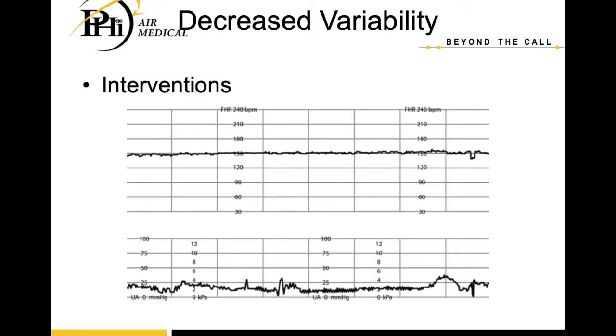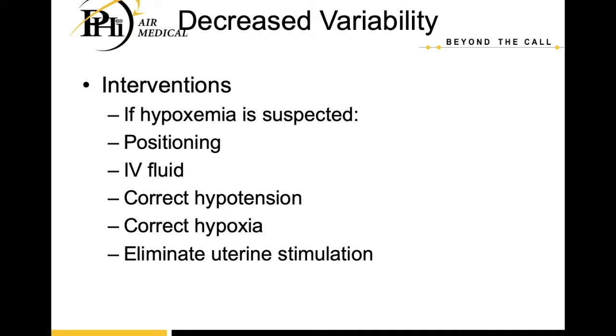So what are our interventions for somebody who is having minimal variability? If it's transient, we're going to do really nothing. If it's just lasting for a few minutes due to a normal sleep cycle, or if it's due to a CNS depressant from the mom, we're not going to do a whole lot. But if hypoxemia is suspected, then we are going to reposition the mom on either the left side or the right side, or maybe even Trendelenburg, depending on what she needs.